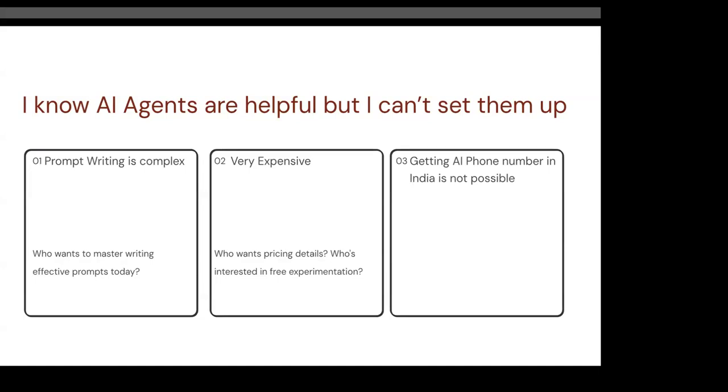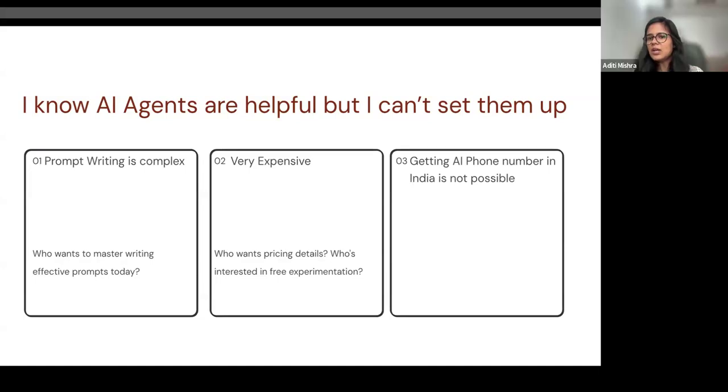The third one, which a lot of people in India seem to have as a problem, is the AI phone number. They say finding an AI phone number in India is not possible. So AI phone numbers are not like your general Airtel or Jio or BSNL numbers. They are cloud telephony numbers, because the AI agent is running on cloud and your telephony has to connect to that to trigger a call or to take a call. So cloud telephony for bulk buyers is easier. For smaller buyers, it's a little difficult.